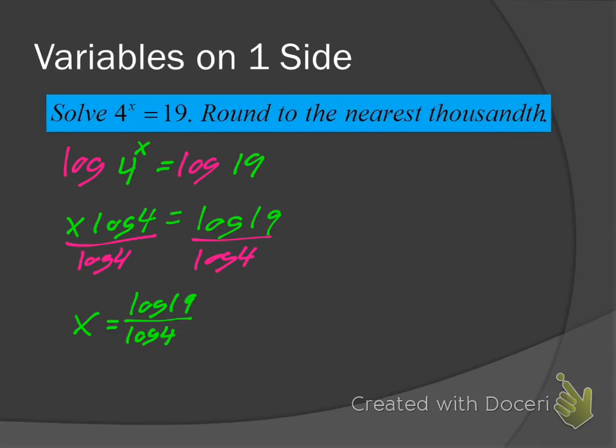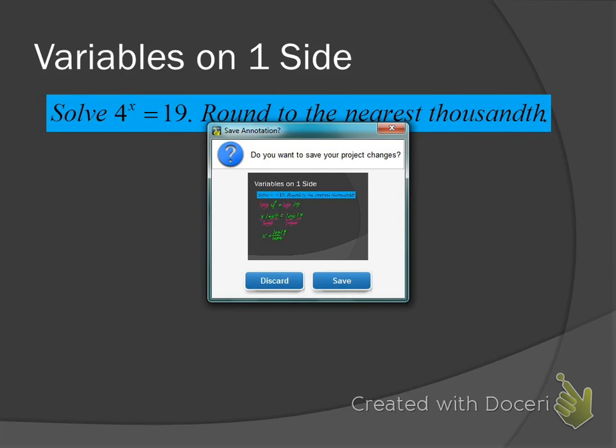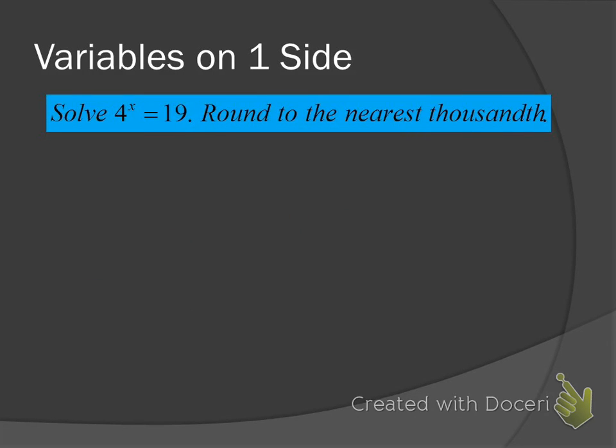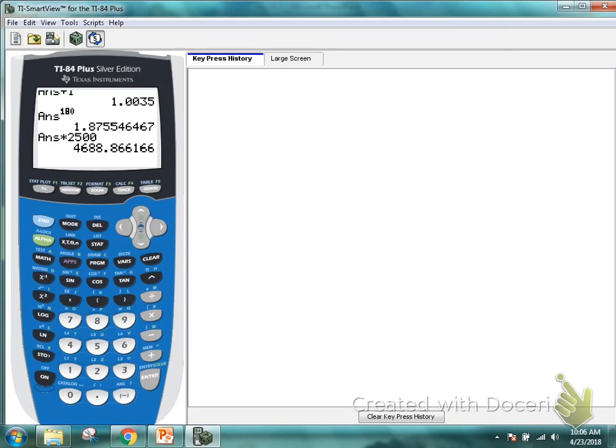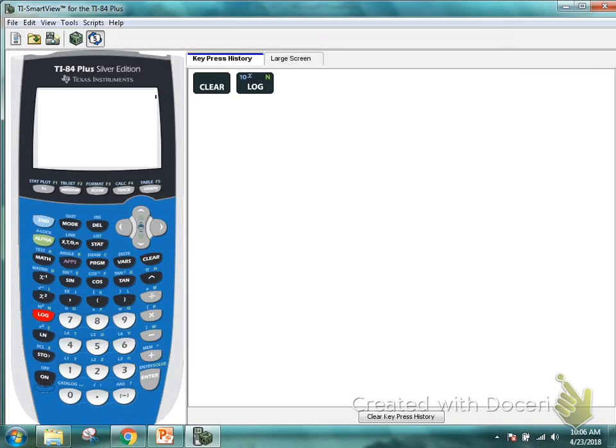Okay, last thing to do is actually go figure out what that is. Okay? And here's how you do that. Everybody good? Alright, so you want to go log of 19 divided by log of 4.